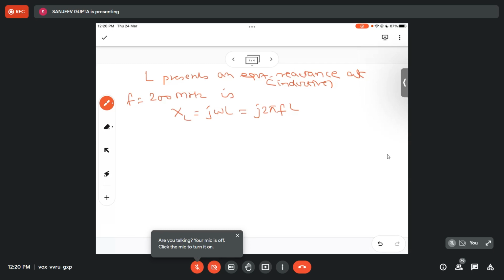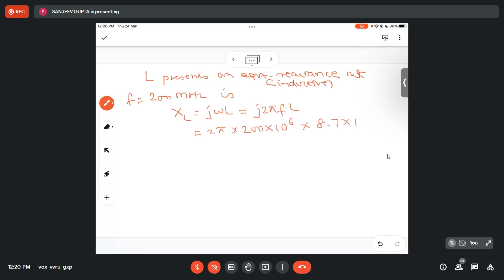L will be represented by XL, which is in ohms. R is already in ohms. Capacitor will be represented by capacitive reactance, which, as I told you, is typically negative, again in ohms. So I just put these values, so it becomes 2 pi into 200 into 10 to the power 6, which is my frequency value, and into 8.7 into 10 to the power minus 9.